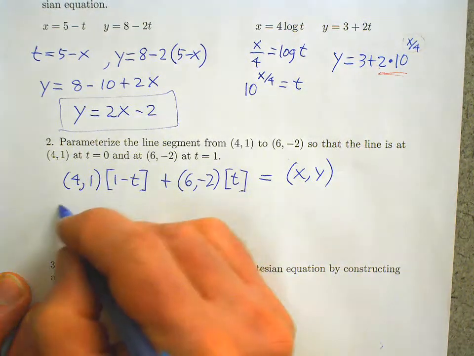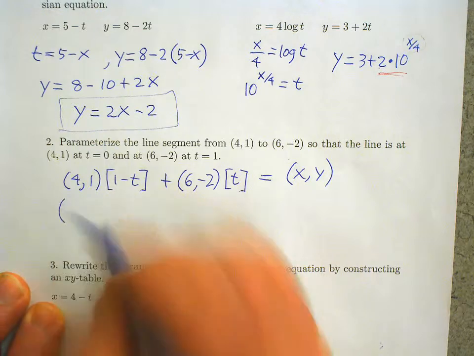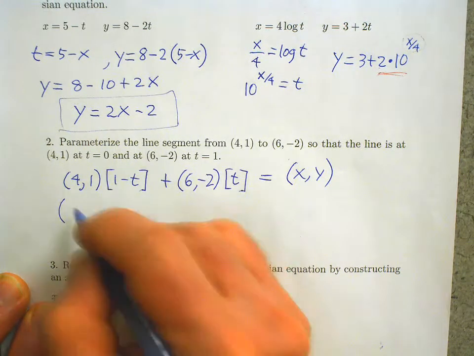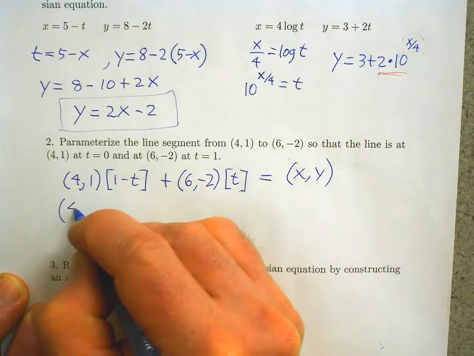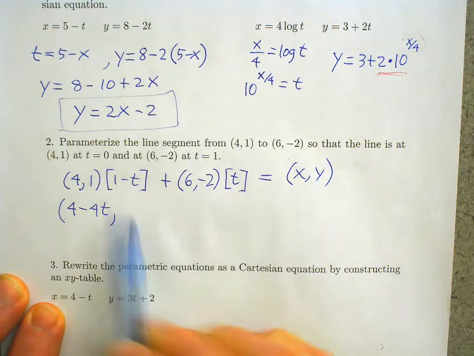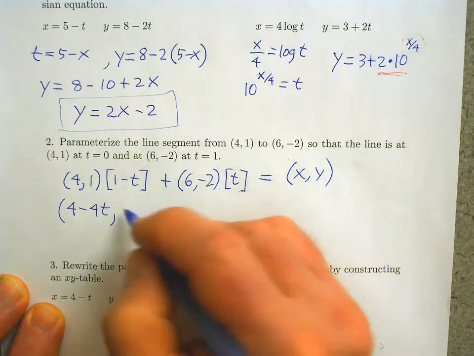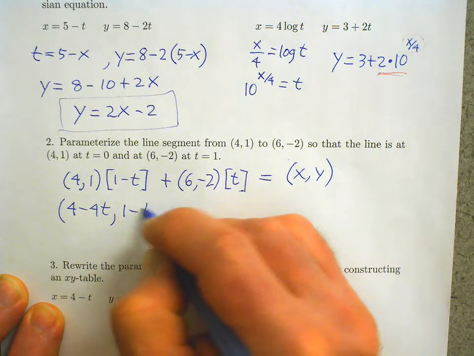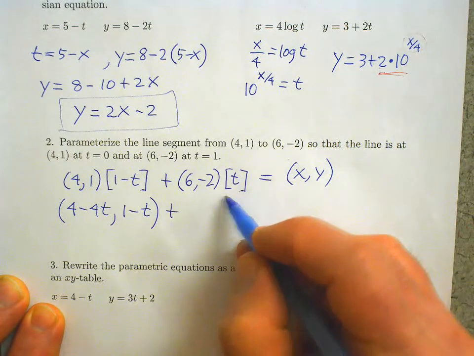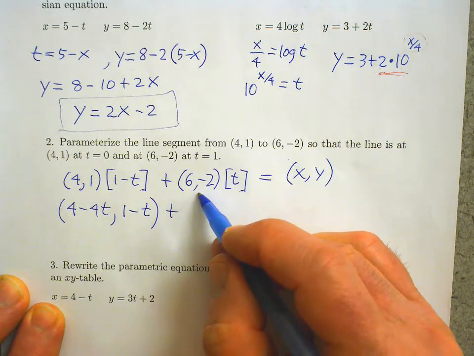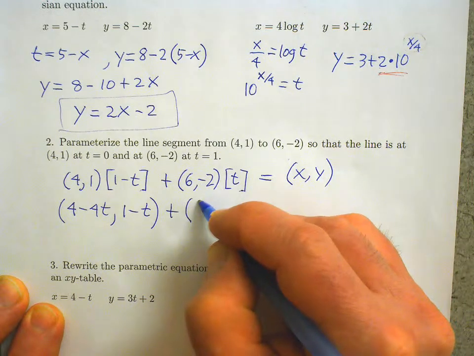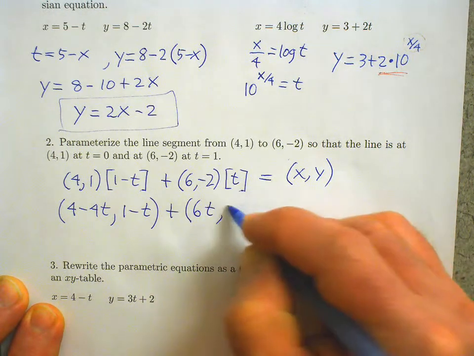Okay, then we can write this 4 times the quantity 1 minus t. So the x coordinate here is 4 minus 4t. And the y coordinate 1 times 1 minus t is 1 minus t. And then the ordered pair 6, negative 2, multiply each of the coordinates by t. So we get 6t and negative 2t.